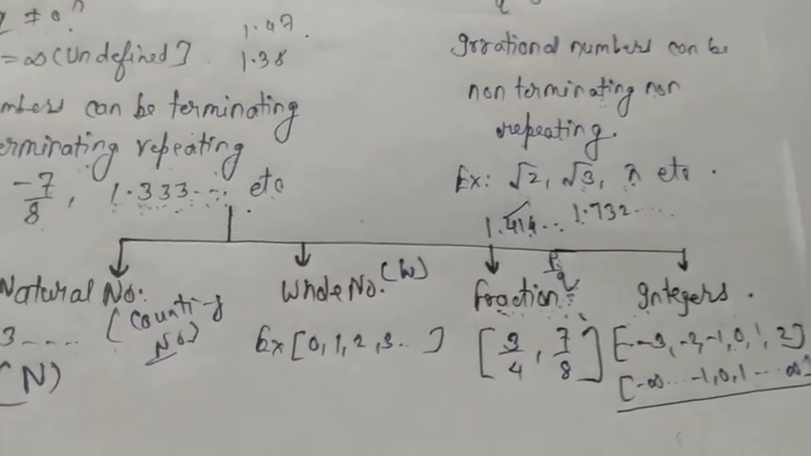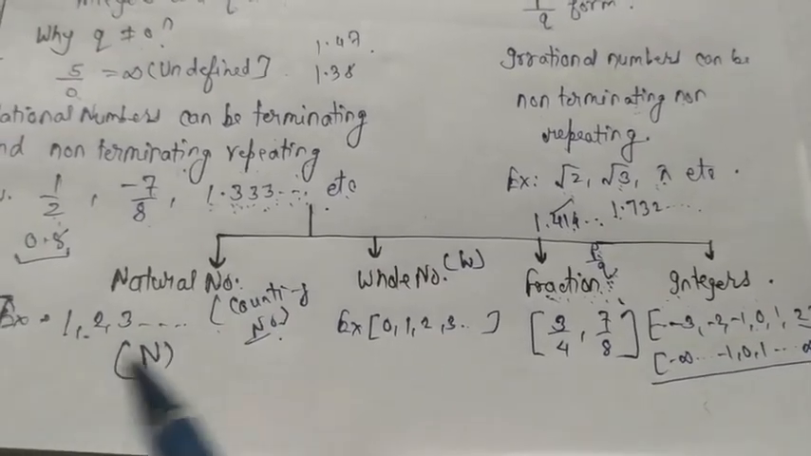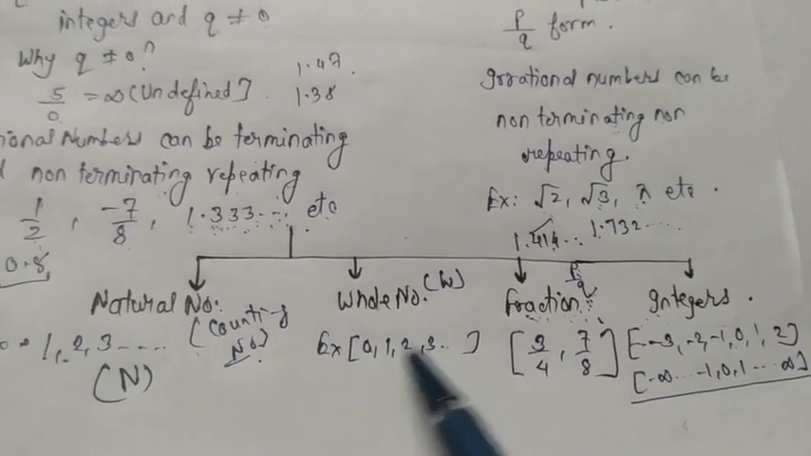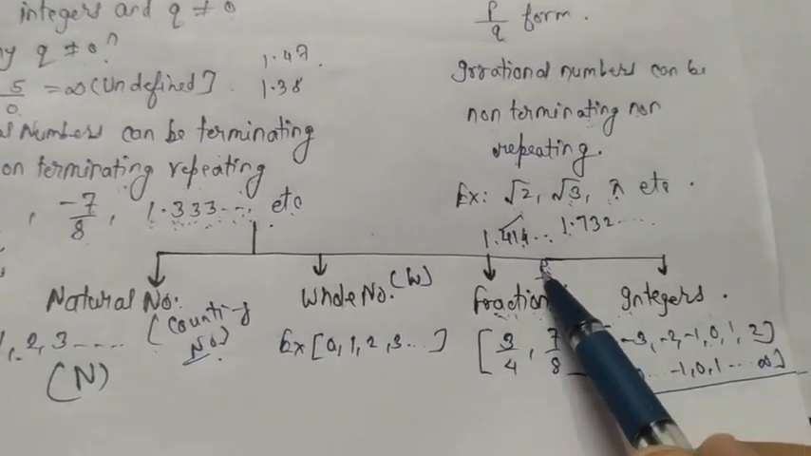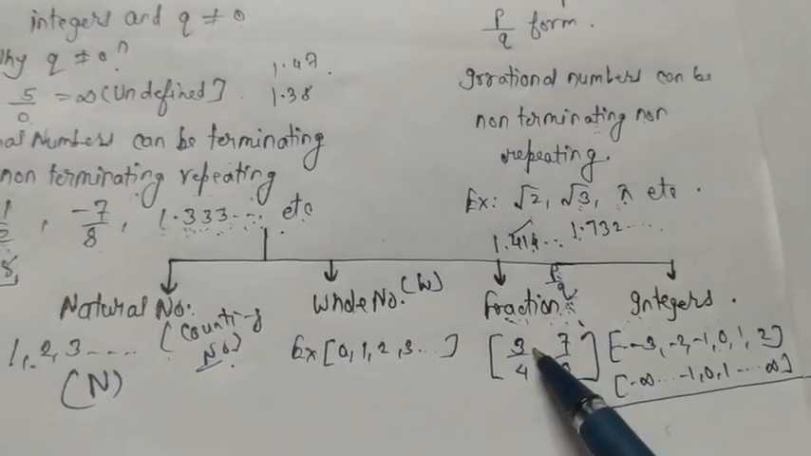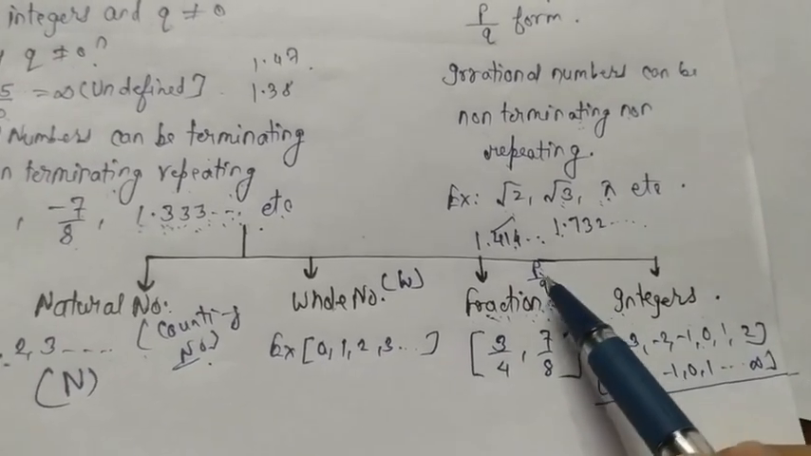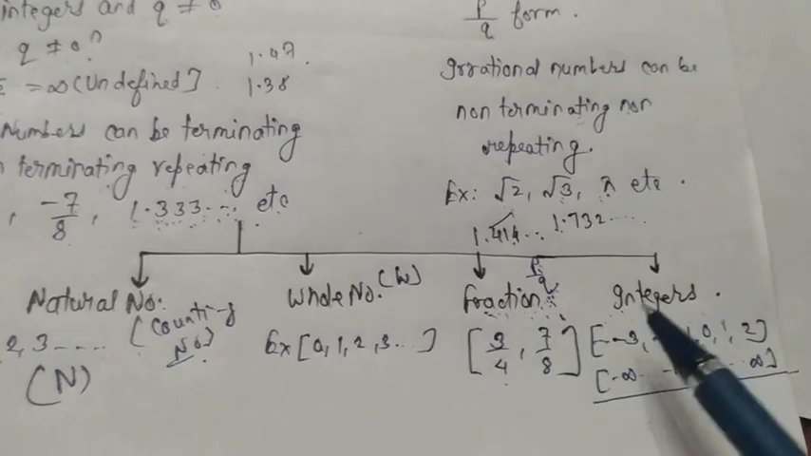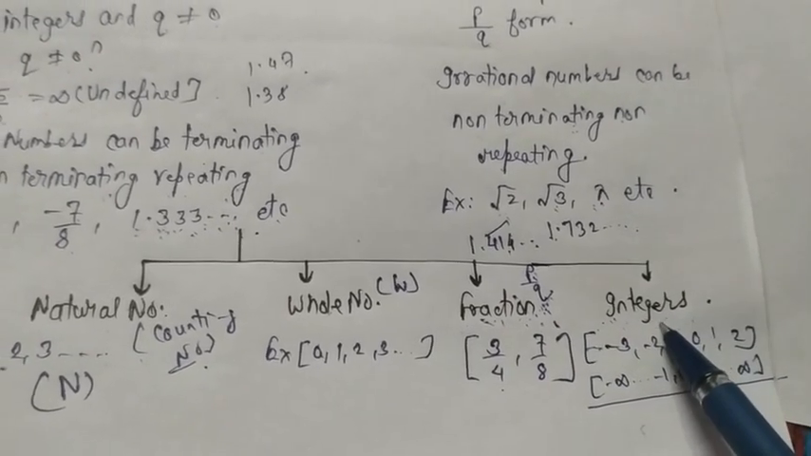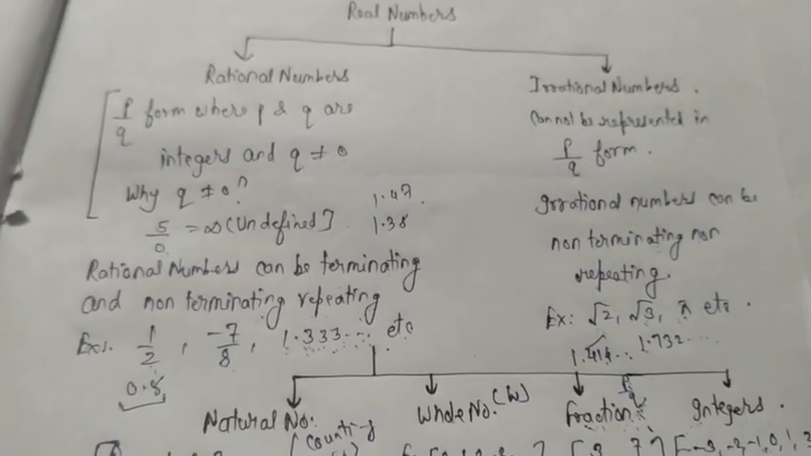Let us recall one more time. Natural numbers are also known as counting numbers, and they start from 1. Whole numbers start from 0 up to infinity. A fraction can be represented in P by Q form. It is a part of the whole, and in a fraction, P and Q are natural numbers. That's why a fraction cannot be negative, and integers are all positive and negative numbers including 0. So this is the classification of our real numbers.